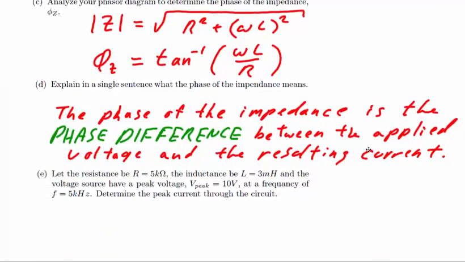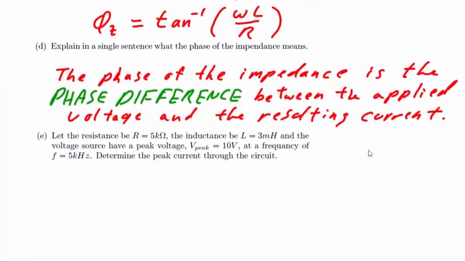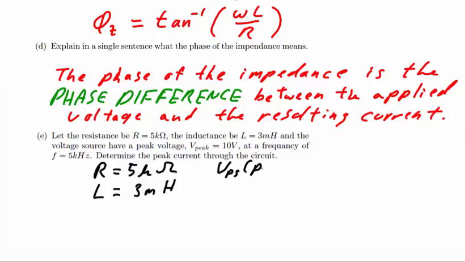Next, we're to plug in a few numbers into this circuit to make some calculations. We're told that the resistance is 5 kiloohms, the inductance is 3 millihenries, and that the power supply supplies a peak voltage of 10 volts at a frequency of 5 kilohertz. Now that we know these values, we would like to calculate their contributions. The impedance of the resistor is simply 5,000 ohms.